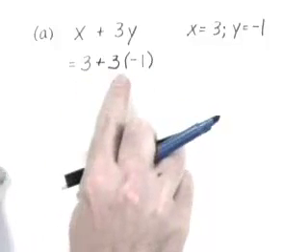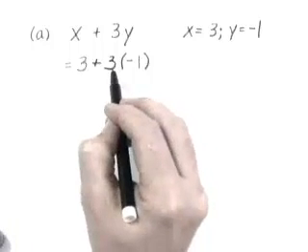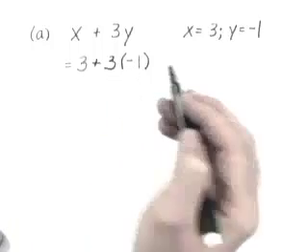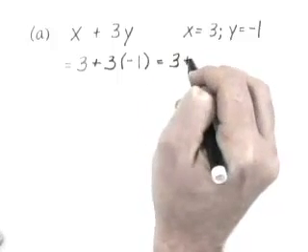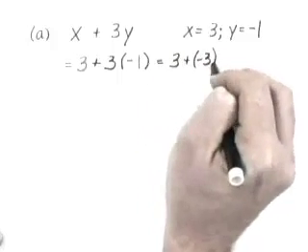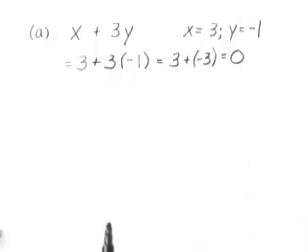Then we just proceed to evaluate the expression as we did earlier. We need to perform multiplication first. 3 times negative 1 is negative 3. So I have 3 plus negative 3. These are additive inverses of each other, so the result is going to be 0.